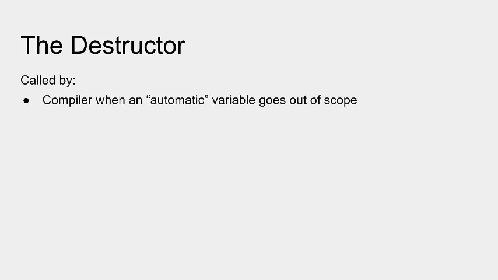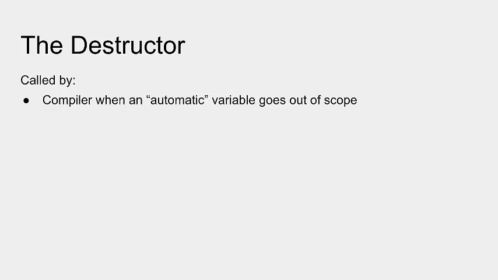Are there any questions? When do we have to call the destructor? Yeah, so there is a good rule of thumb for when you have to call the destructor. The answer is you never have to do it. The destructor is called in very specific situations. Number one is it's called by the compiler when an automatic variable goes out of scope.